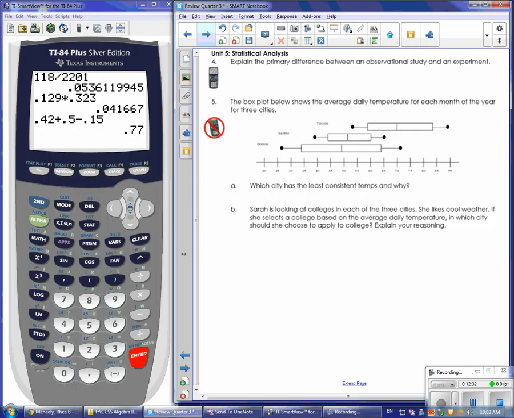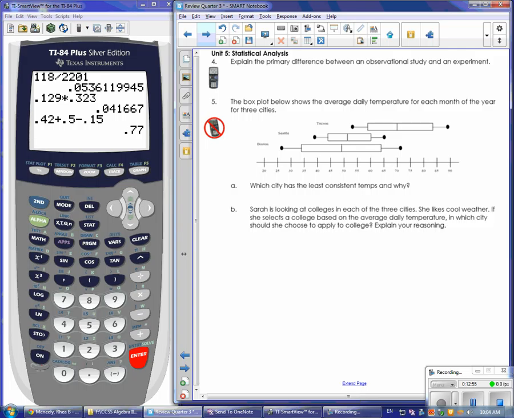So notice number 4 is a calculator-based question, but you don't need a calculator to answer it. And that's kind of how it is with some of these questions, that the problems that are on the calculator section, you don't really need a calculator. It seems kind of unfair, but that's how it is. So in number 4, it says to explain the primary difference between an observational study and an experiment. Remember, there's 3 different ways that we can collect data, essentially. We've got observational studies, experiments, and simulations.